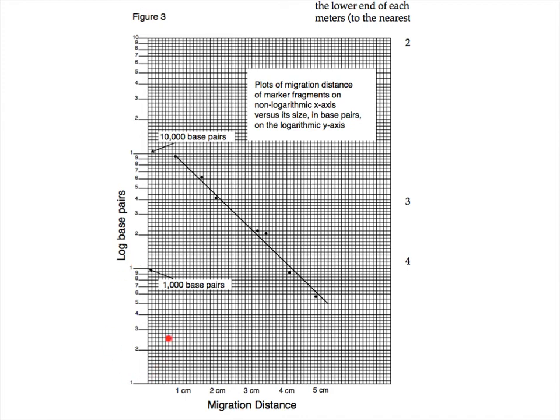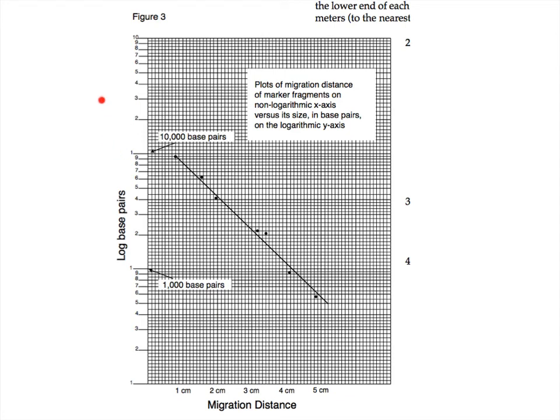The first set of 10, each tick mark represents 100 base pairs. So this one would be 100 base pairs, 200, 300, 400, 500, all the way then up to 1,000. And then the next set of 10, each interval represents 1,000 base pairs. So this is 1,000 right here. This would be 2,000, 3,000, 4,000, 5,000, all the way up to 10,000.